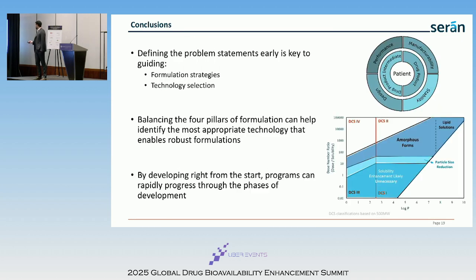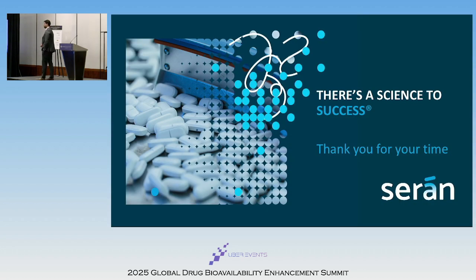I think I'm running out of time here, so I'm just going to leave you with these thoughts. We want to understand our problem statements and the limitations of our programs, so that we can identify as early as possible what formulation strategies and technologies we want to utilize throughout the development life cycle. There's always going to be multiple answers to any given question. So I've shared some of our toolkits for being able to identify what those answers could be and select which one's best for your program so that you can develop a drug product right from the start. Thank you. I'm happy to answer any questions.